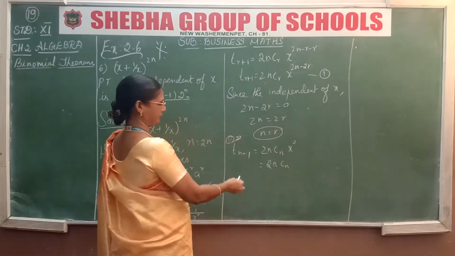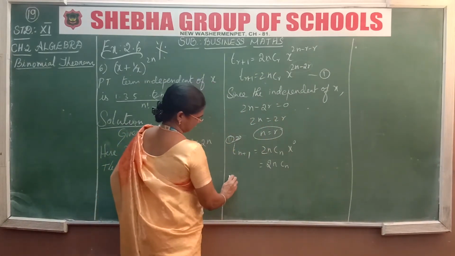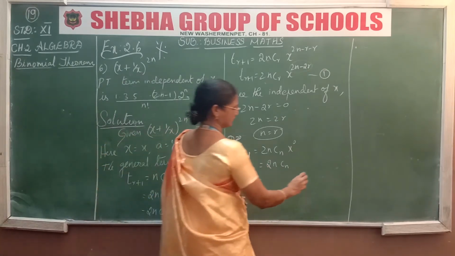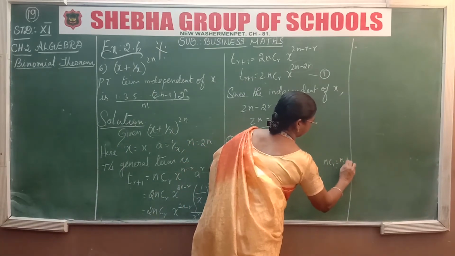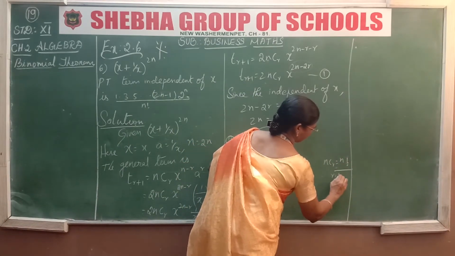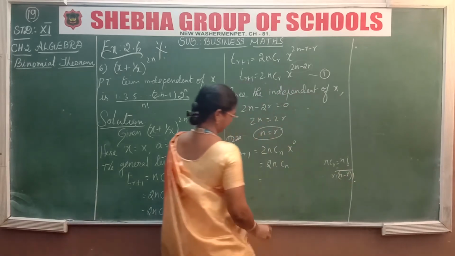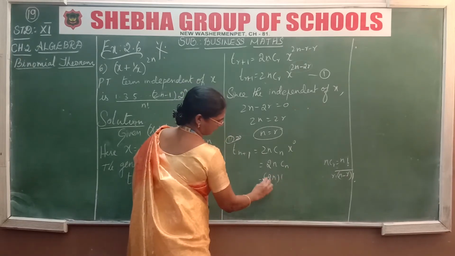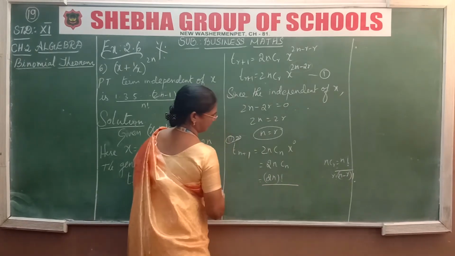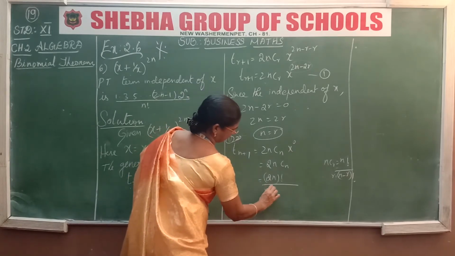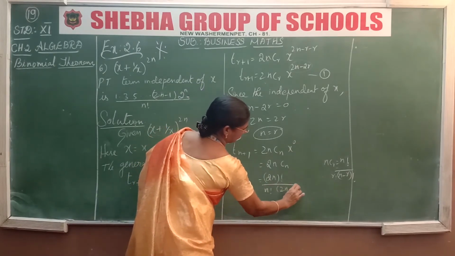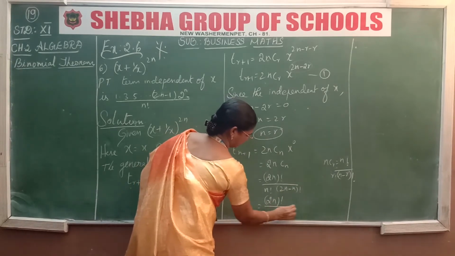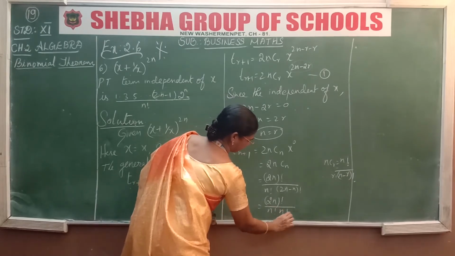So this is independent of x, so the x term will not come. And expanding this 2nCn, we know the formula nCr is n factorial by r factorial into n minus r factorial. Using this here, 2n factorial, because two terms, so put the bracket and factorial in the denominator. This is n factorial into (2n minus n) factorial, that is 2n factorial into n factorial into n factorial.